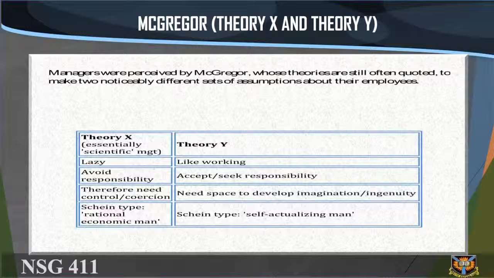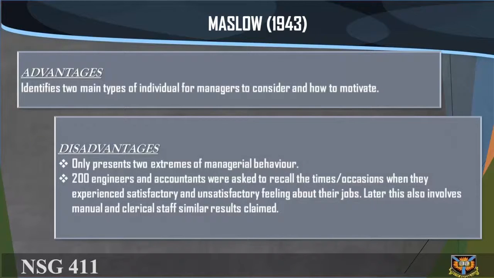Scaling type, rational, economic man. Theory Y: like working, accept and seek responsibility, need space to develop imagination or ingenuity. Scaling type, self-actualizing man. Advantages. Identifies 2 main types of individual for managers to consider and how to motivate. Disadvantages. Only present 2 extremes of managerial behavior.